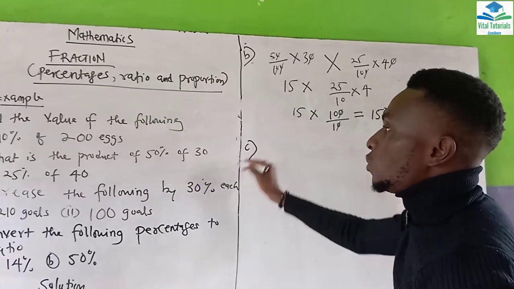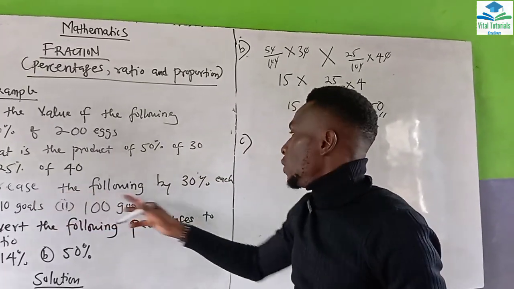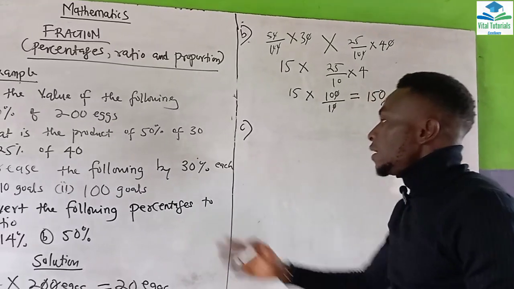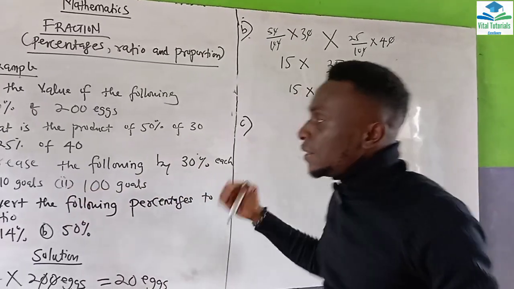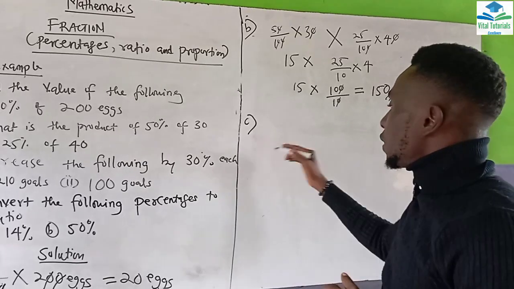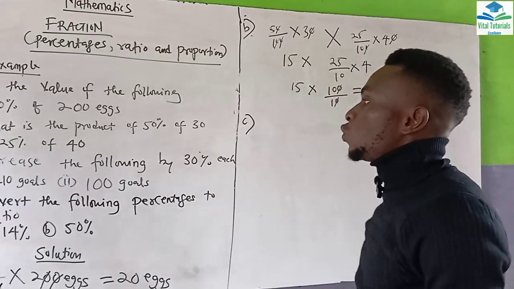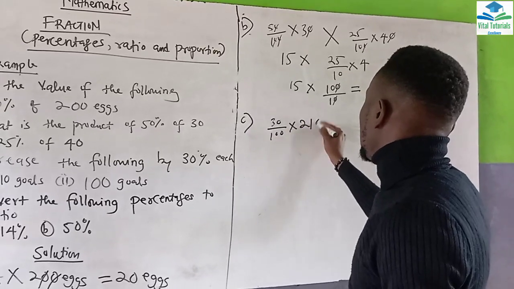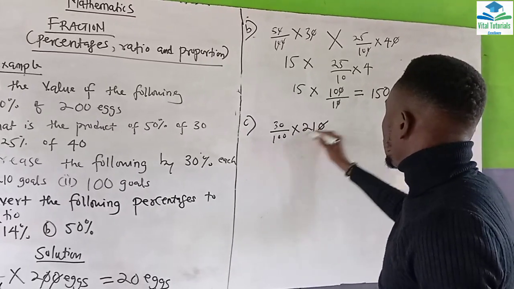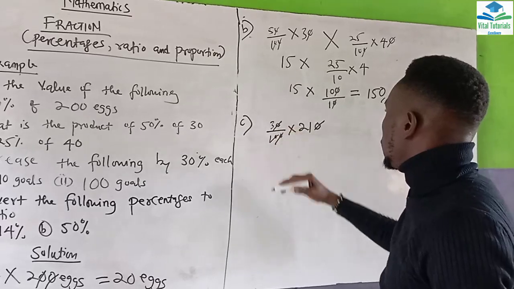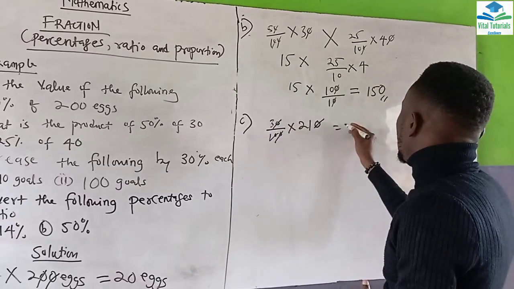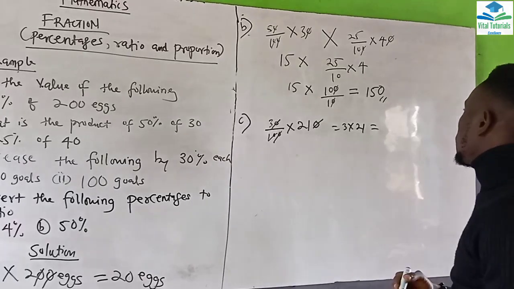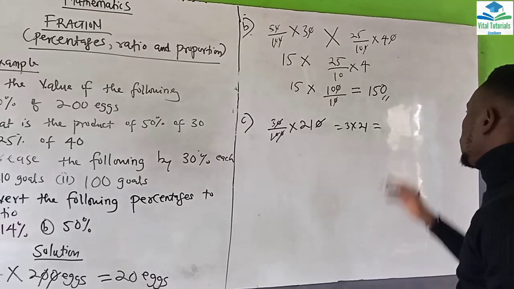You go to C. The question is, increase the following by 30% each. That means you should increase it by 30%. What it means is take 30% of that and add it to the original. Now, the original thing here, for the first one, is 210 goals. Let's see what's 30% of 210 goals. Let's take off the 0. This 0 takes off this 0. This 0 takes off this 0. What you have here is 3 times 21, which will give you what? 63. Am I correct? Yes.